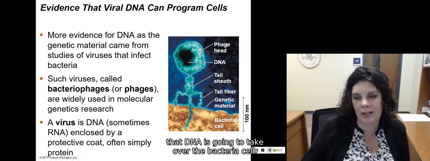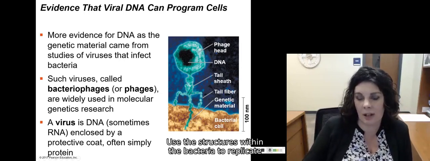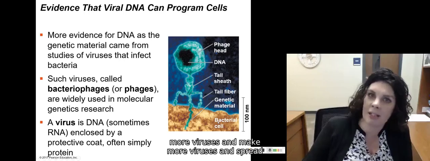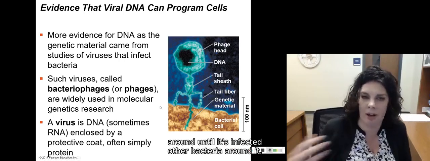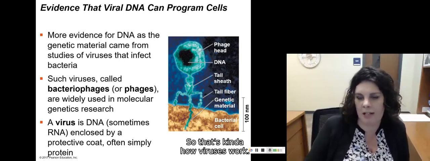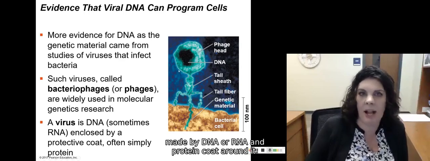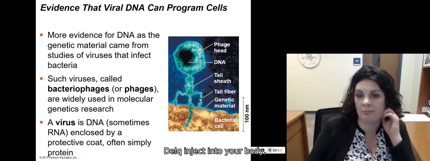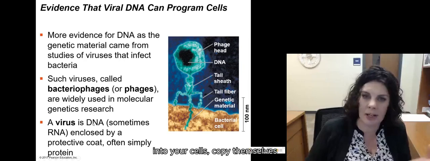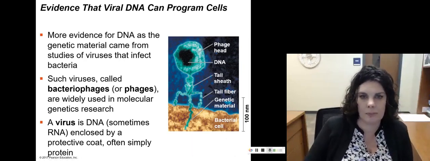And when it does that, that DNA is going to take over the bacterial cell and use the structures within the bacteria to replicate more viruses and spread around until it's infected other bacteria around it. So that's how viruses work. Even viruses that infect people are still made of DNA or RNA with a protein coat around it. They'll inject into your body, into your cells, copy themselves, and then bust out and spread to other cells.